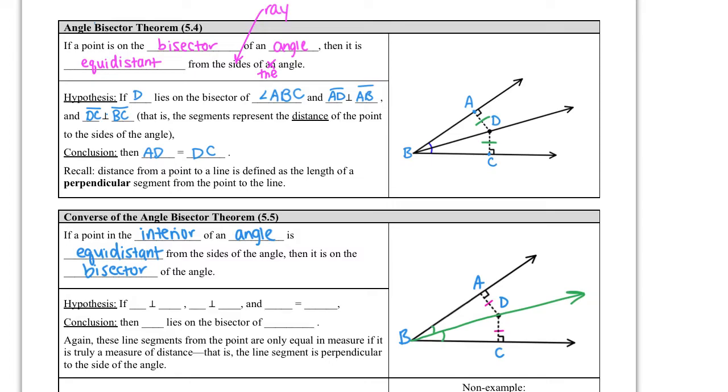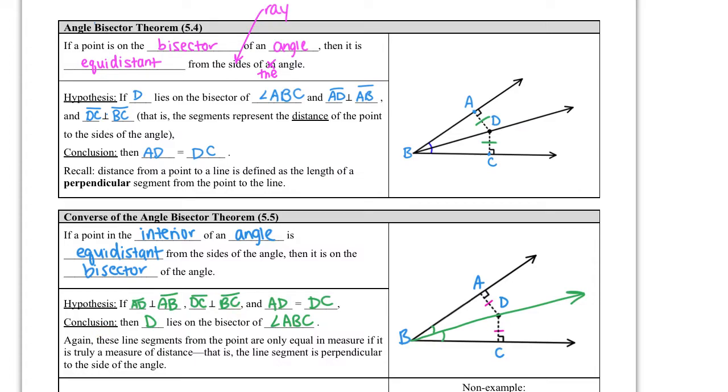So let's look at this here. If AD is perpendicular to AB, and DC is perpendicular to BC, and we know that AD is equal to DC, so it has to be perpendicular and these measures have to be the same, then we know that point D lies on the bisector of angle ABC. It has to. Cool beans. So one thing that's really important here is that and statement. Remember when we studied and or statements? Both of these need to be true in order for the conclusion to be true.